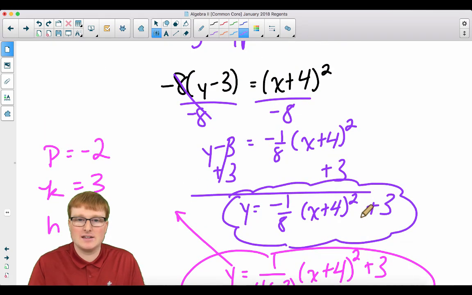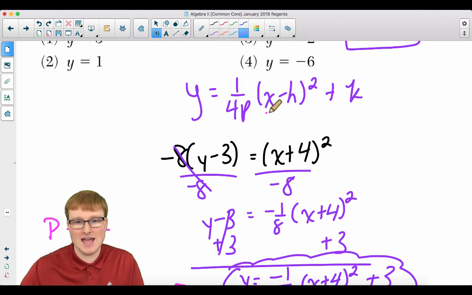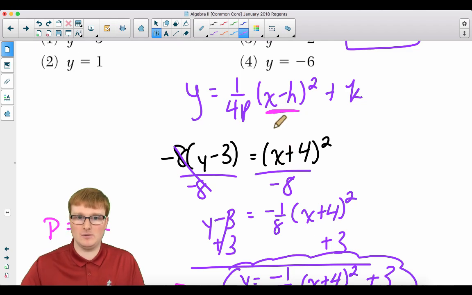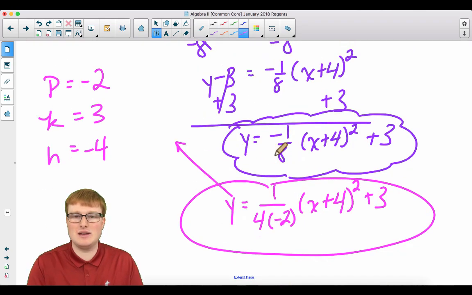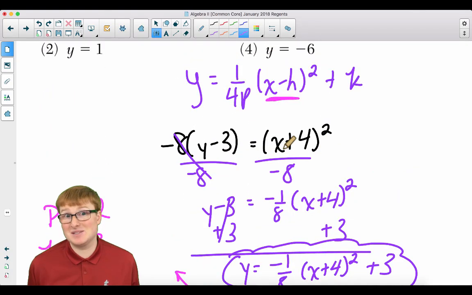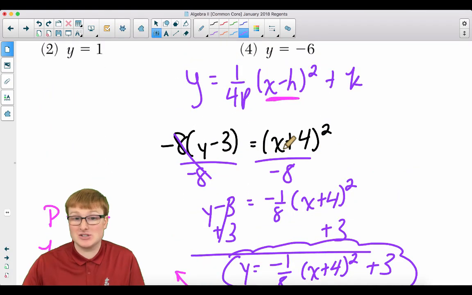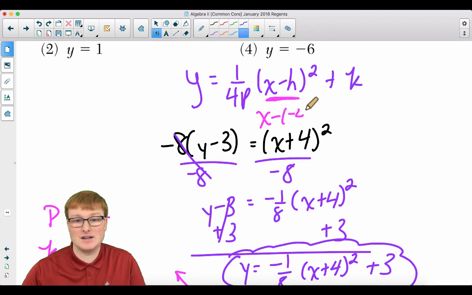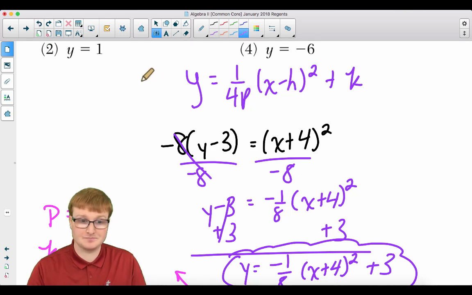And the reason why is if you go back up here, this is x minus h. Well, how do you get from a negative to a positive? Well, your number has to be negative in order to get a positive answer. So this is really x minus a negative 4, which results in positive 4. So that's why h is going to be negative 4 in that case.